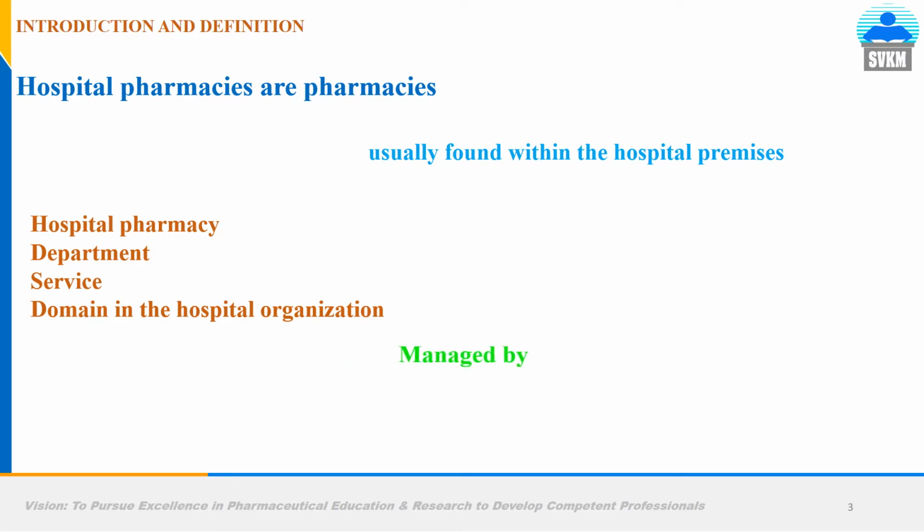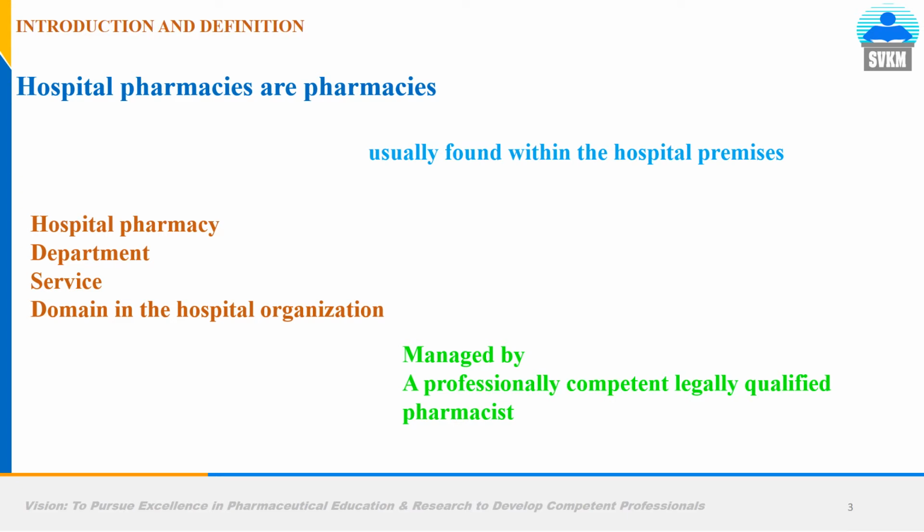It is efficiently managed by a professionally competent, legally qualified pharmacist and supervised by a registered endorsed pharmacist. Registered endorsed pharmacists are those who are registered under the local state pharmacy council. Such pharmacists are considered endorsed pharmacists, and only they are eligible to work inside the hospital pharmacy department. They are mainly responsible for managing and supervising the functions carried out inside the hospital pharmacy.